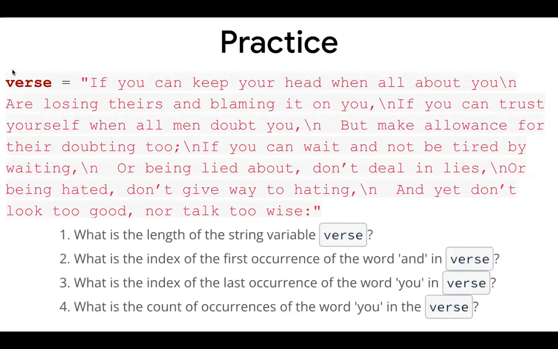And let's do a practice. So this is the long string, yeah, and this backslash with n means the new line character. So this is actually the poem. Maybe you recognize it. If you can keep your head when all about you, and then you know that poems are usually written line with a new line, yeah, like there is a line and next line. So we put the backslash with n to define the line. And we have 4 tasks.